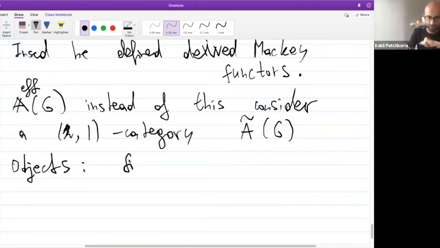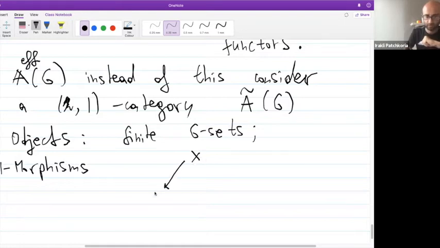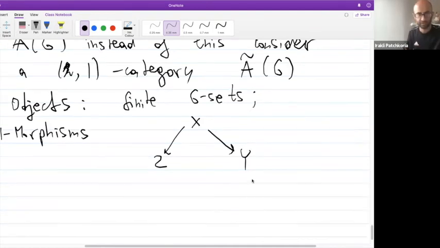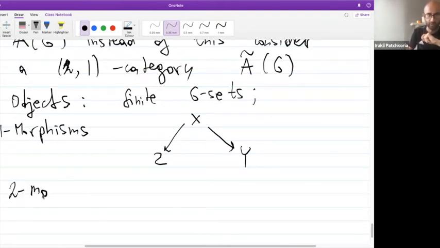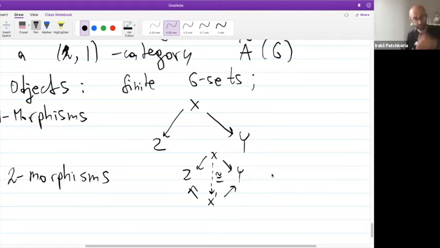So objects here are, again, finite G sets. One morphisms are spans of finite G sets, but I'm not saying it's equivalence classes. And also what he noticed was that for two morphisms, you take into account those isomorphisms which we were dividing out before. So two morphisms are morphisms between these kinds of spans. So he considered those isomorphisms which we divided out before into a structure of a 2-1 category. And it's a 2-1 category because two morphisms are invertible.